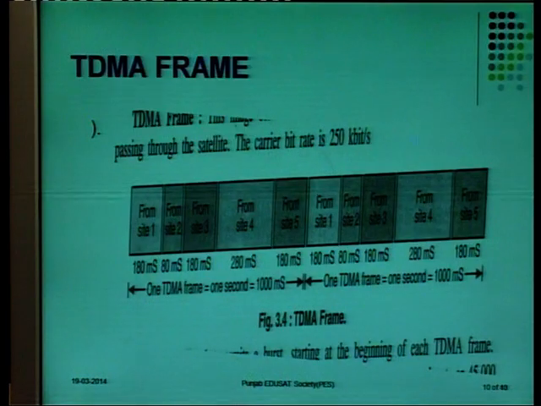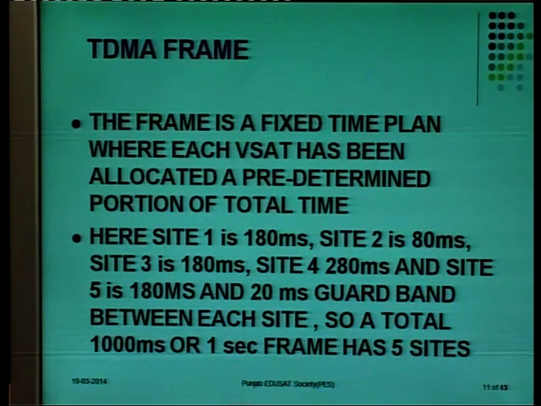So, the total 1 second, that is 1000 millisecond, can be divided in this form among 5 users for different time slots. In one TDMA frame, 5 users are transmitting their signal over the whole frequency spectrum. The frame is a fixed time plan, where each VSAT, each satellite or each user has been allocated a predetermined portion of total time.